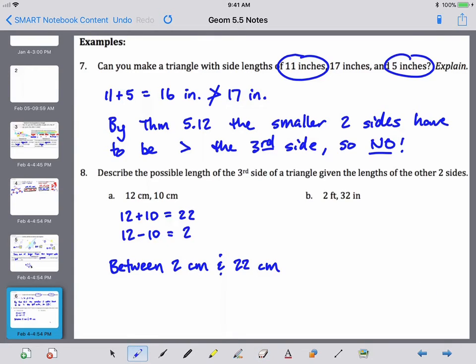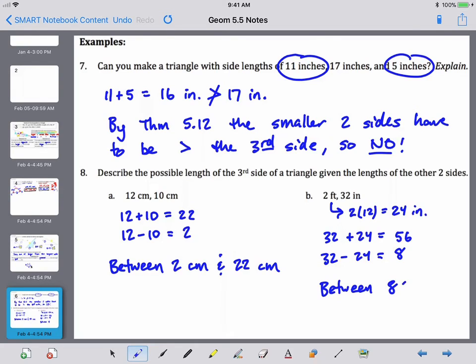Now be careful, because when you use this idea, you have to make sure that your units agree. So in part B, notice we have 2 feet. Well, we need to change that into inches. This is the same as 24 inches. Now you can use that same idea. So add the two lengths and subtract the smaller from the larger. And if we do that, here this tells us that the third side could be anything between 8 inches and 56 inches.